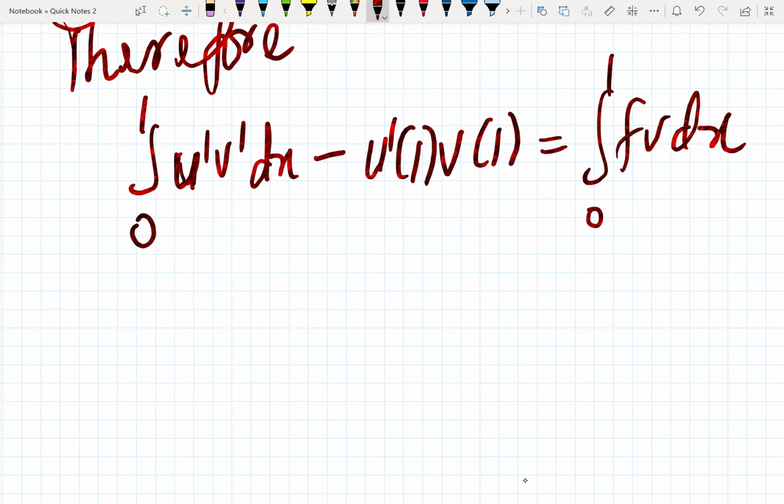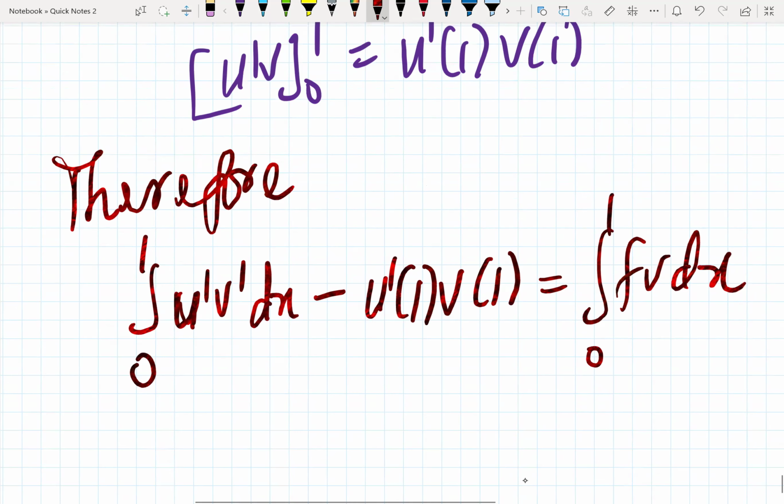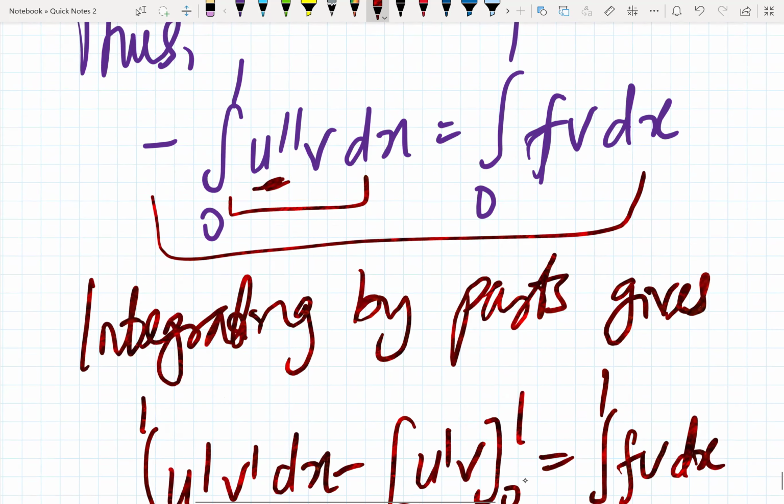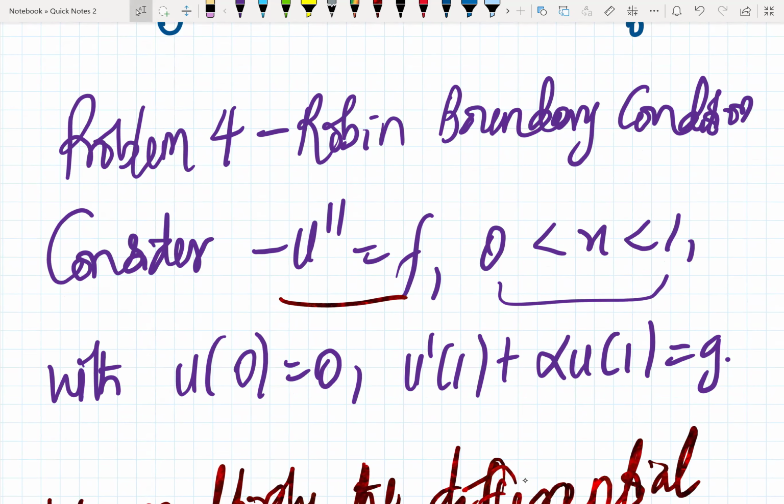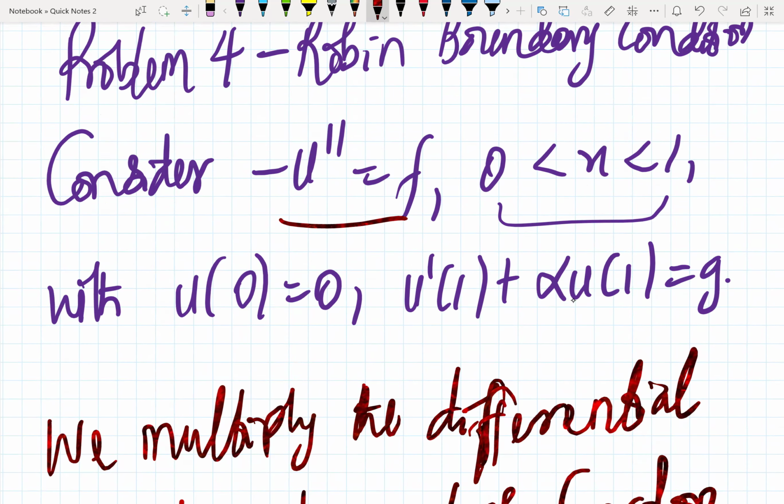In that case, we have the boundary condition, which I think we need to invoke at this point. The boundary condition is u prime of 1 plus alpha u of 1 equals g.